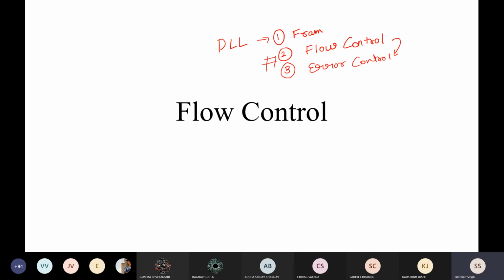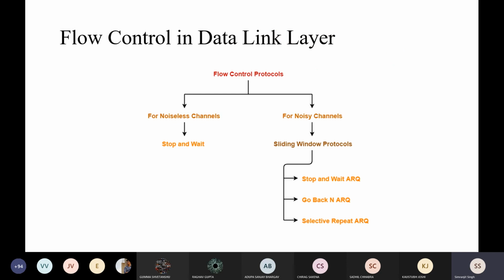Flow control has two main methods. First one is stop and wait. Mostly this will be used, so it is assumed that the channel is noiseless, so it is for ideal communication. Practically it is not used, but it is referred that the communication is ideal, there is no kind of noise going on there. For a noisy channel, there is something called sliding window protocols.